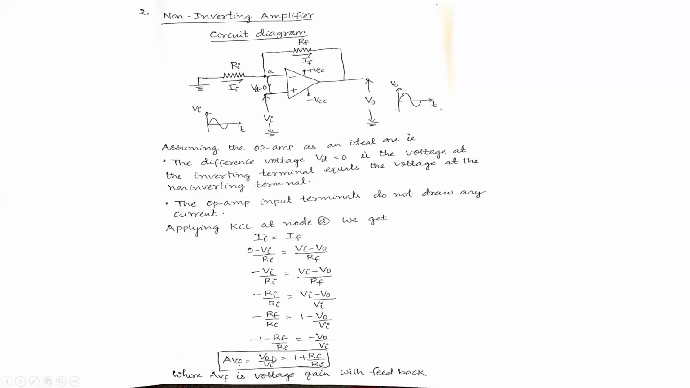So the expression for output voltage can be written from this equation, V0 equals 1 plus Rf by Ri into Vi, if you take this to the right hand side. In this expression, you can see there's no negative sign. That means there is no phase inversion. There is no phase difference of 180 degrees between the input voltage and the output voltage. So that's why this circuit is called a non-inverting amplifier circuit.